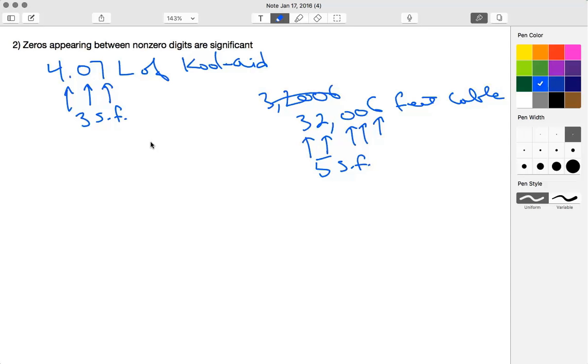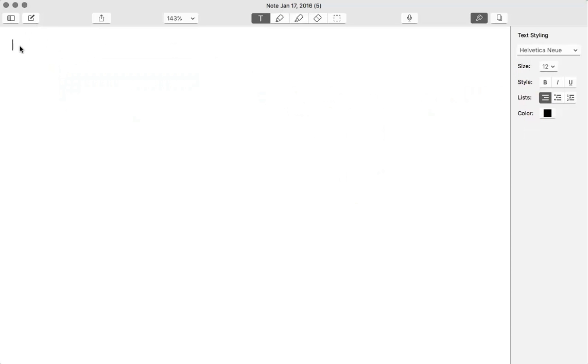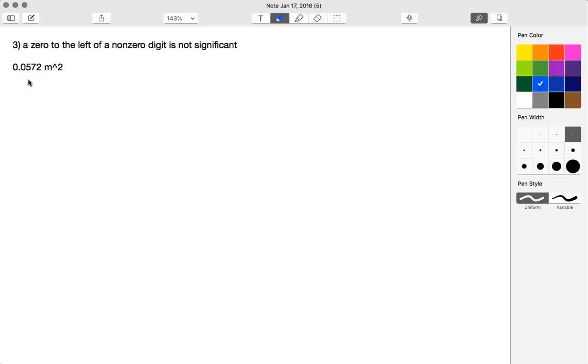Another thing is that a 0 to the left of an integer is not significant. A 0 to the left of a non-zero digit is not significant. So the number 0.0572 meters squared, how many significant figures are there? We've got 1, 2, 3 significant figures because the zeros to the left don't count.